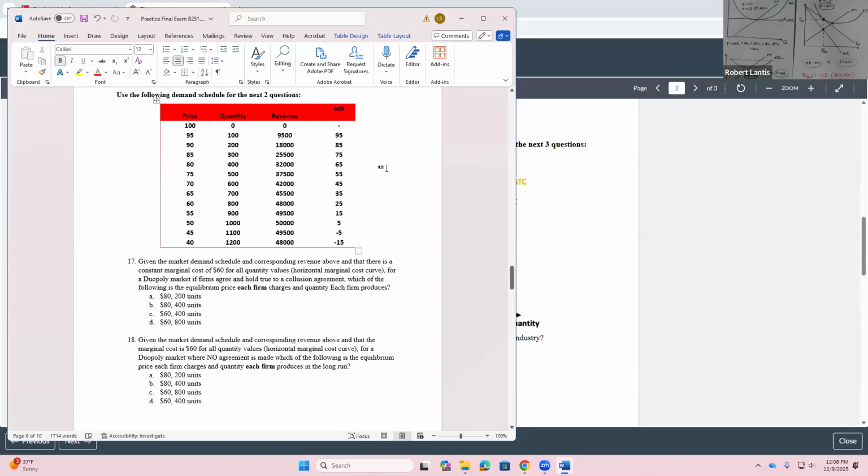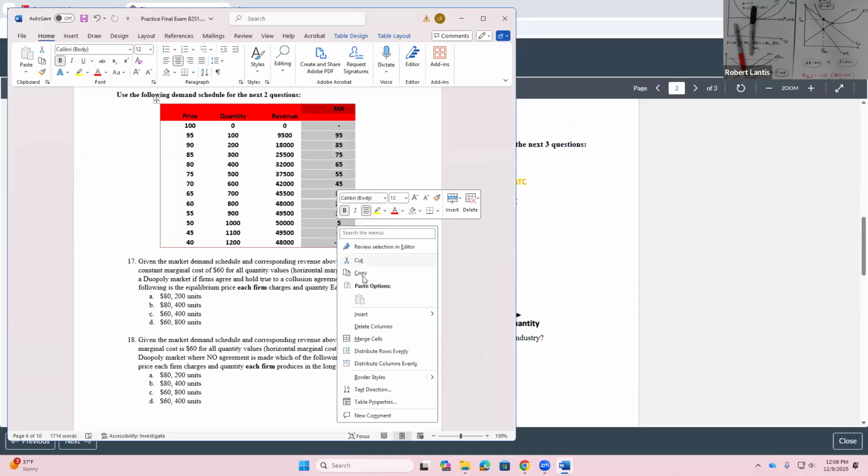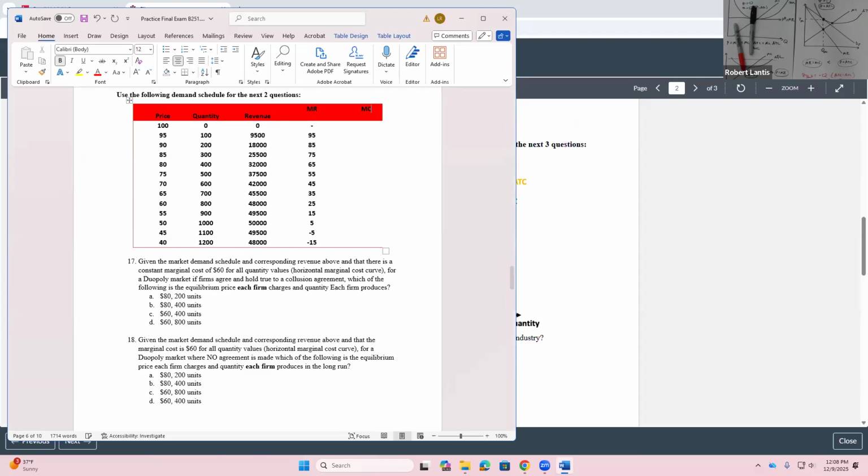But now I've got my marginal revenue. It might make it easier to see if I wrote my marginal cost values down here. I kept it constant, they would all be 60. So for those first 100 units, is the marginal revenue greater than the marginal cost? 95 greater than 60? Yes, so I produce the first 100 units.